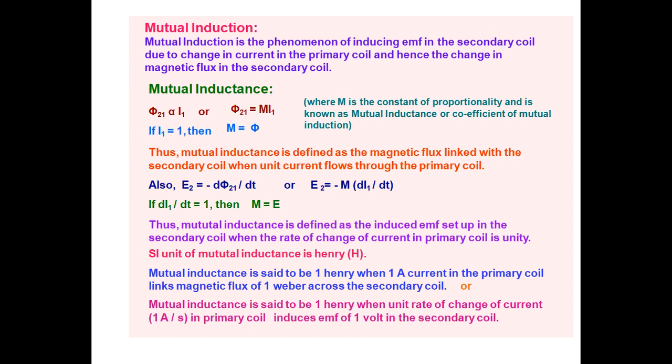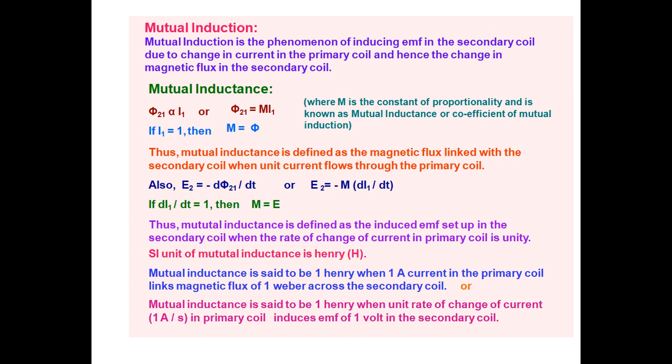If I1 is equal to 1, then M is equal to phi. If the current I1 in the primary coil is equal to 1 unit, then the coefficient of mutual induction is equal to phi. Thus, the mutual inductance is defined as the magnetic flux linked with the secondary coil when unit current flows through the primary coil.